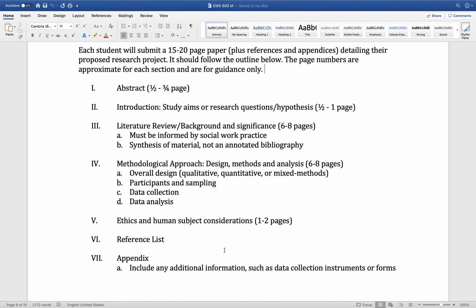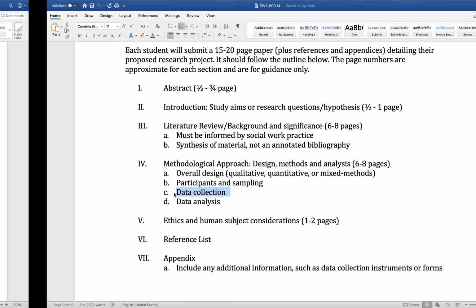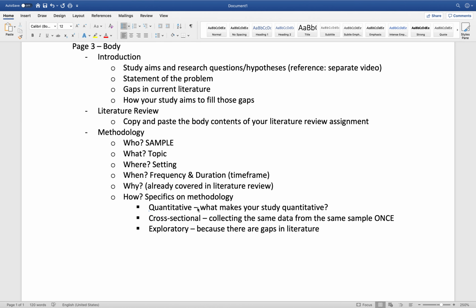So within the methodology section, you've got the design, you've got the participants and sampling already, you've got the data collection part, which covers the how part here. It's quantitative. You're talking about what it is that you're going to be doing, how you're going to be doing it. Specifics on methodology would include the quantitative part, cross-sectional, exploratory part, and talk about what is the data collection process.